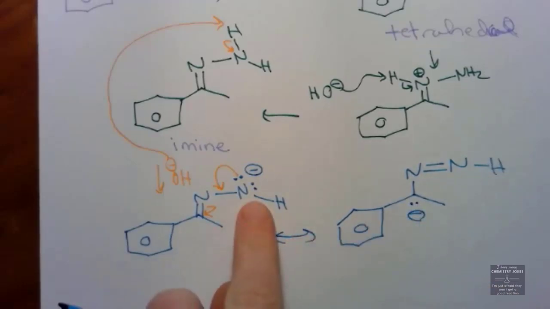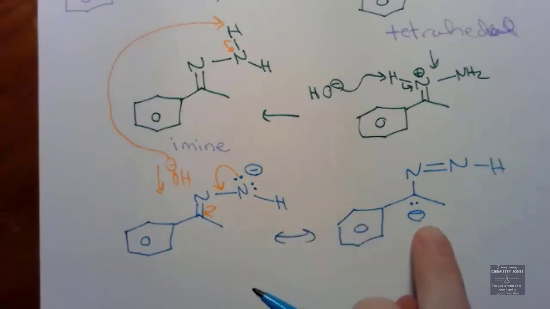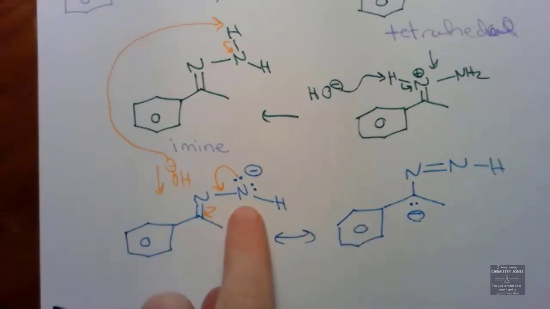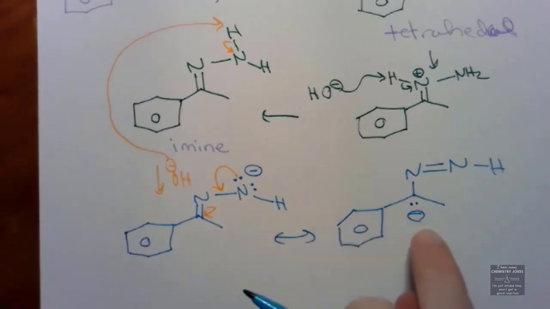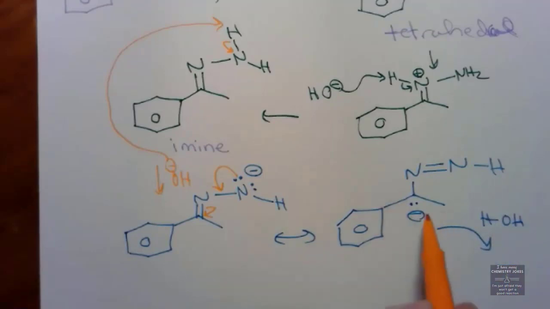Negative on nitrogen versus negative on carbon, this is the more favorable structure, but this one is going to get me where I want to go. So I can deprotonate water that's around in solution, from hydroxide reacting with some H's, to get here.